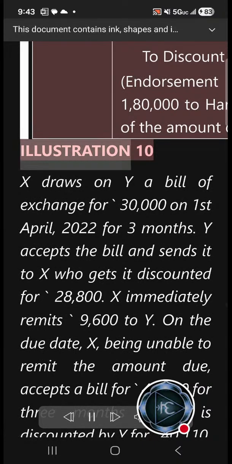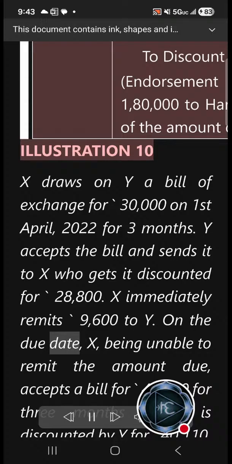Illustration 10. X draws on Y a bill of exchange for 30,000 on April 1st, 2022 for 3 months. Y accepts the bill and sends it to X, who gets it discounted for 28,800. X immediately remits 9,600 to Y.